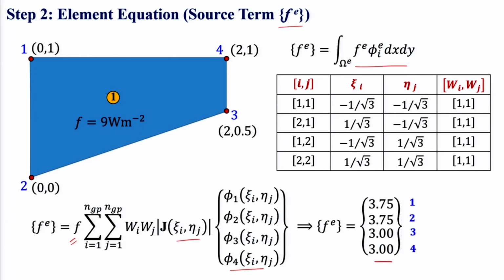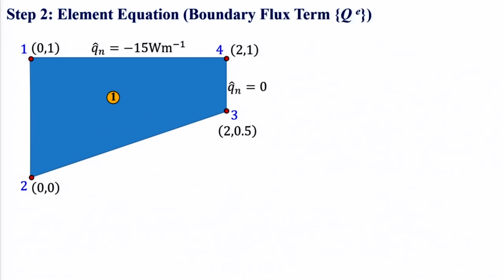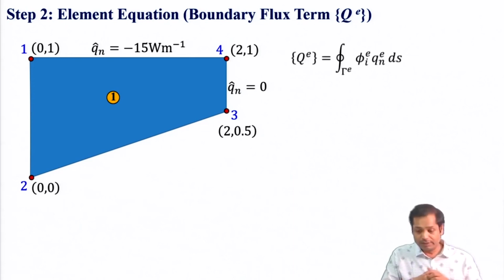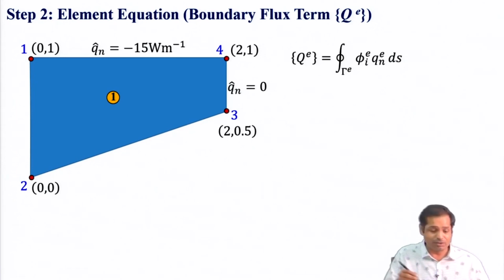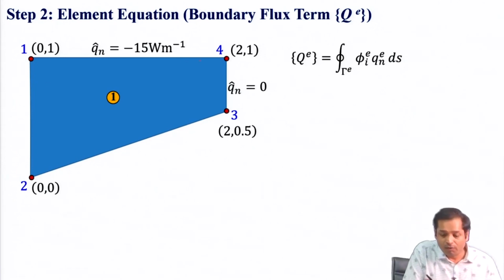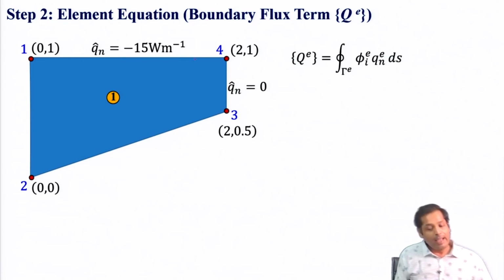Then finally we have the boundary flux term. We know this is the expression. This is a boundary integral, and it has to be evaluated on the element boundary which coincides with the natural boundary, where the natural boundary conditions are prescribed. So this essentially needs to be integrated over this line 1, 4, and we follow the same approach we had already discussed. What is the approach?